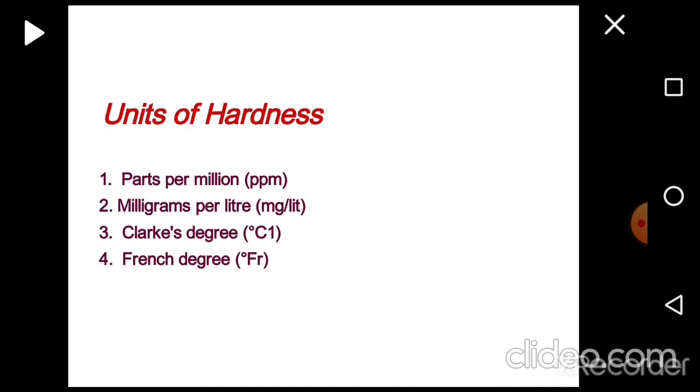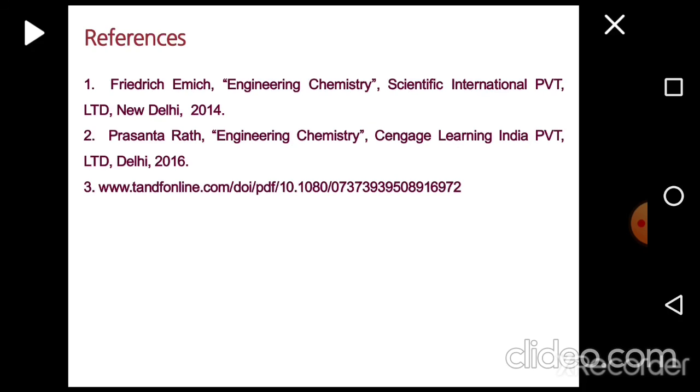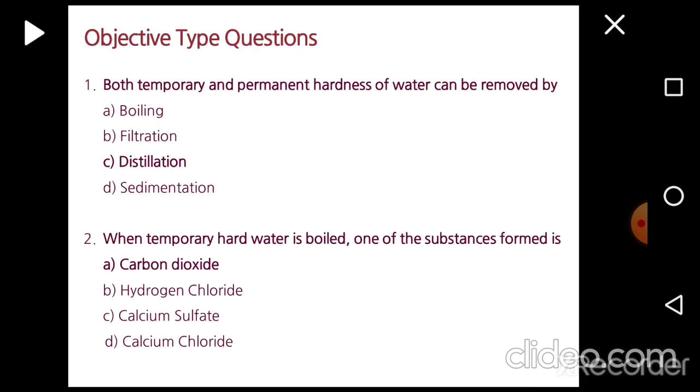What are the units of hardness? Hardness can be measured in parts per million, milligram per liter, Clark's degree and French degree. This is the reference. The next goes to objective type questions based on this lecture.